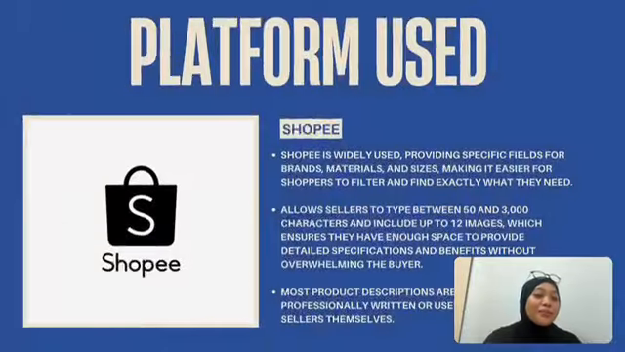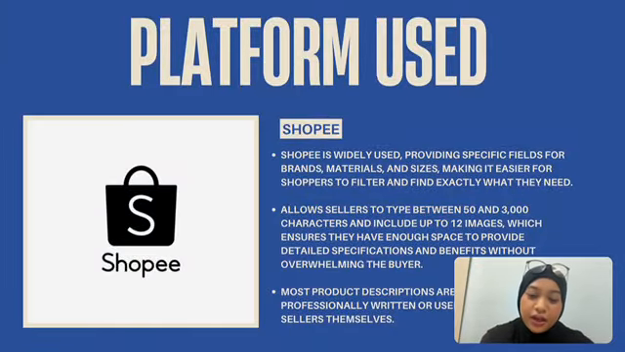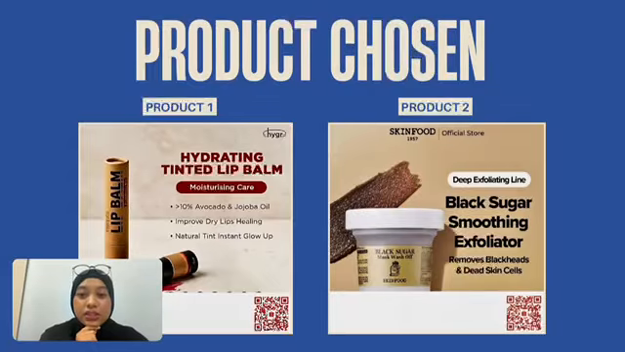Now let's move on to the platform we selected. Alright, we choose Shopee because it's one of the most popular online shopping platforms in Malaysia. Since many product descriptions are written directly by sellers, language mistakes are quite common. This makes Shopee a suitable platform for our proofreading and editing analysis. Alright, these are the 2 products we selected, the Hygge Tinted Lip Balm and a Body Scrub. We chose them because both contain different types of language errors, allowing us to identify and correct them.